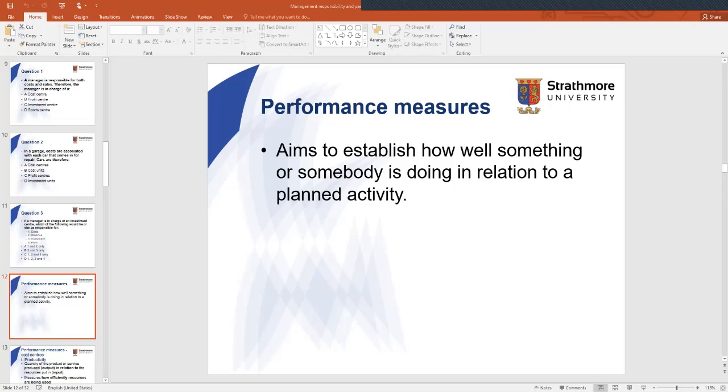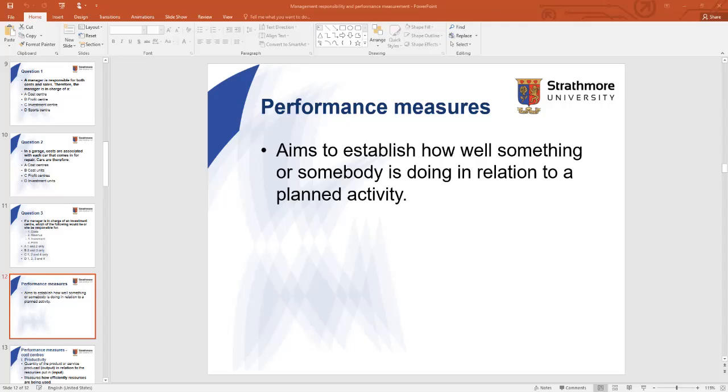Now, it aims to establish how well something or somebody is doing in relation to the planned activity. So the different performance measures we're going to be using have a core purpose, which is simply an evaluation of how that particular center is performing. Do we deem it to be doing well, or do we deem it to be doing poorly? That's what we're discussing in this subsection of the performance evaluation.